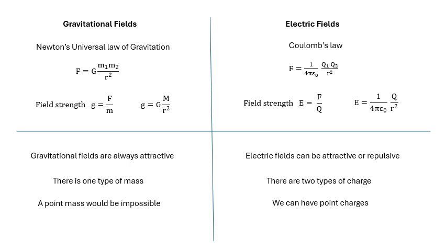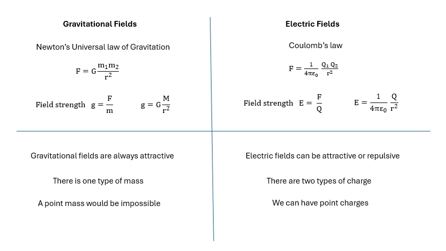So F is G m M over r squared. F equals k q1 q2 over r squared. Field strength, little g is F over m, newtons per kilogram. Field strength, E equals F over q, newtons per coulomb. Little g, due to a sphere, is G M over r squared. And here we have big E is k q over r squared. Note I'm being very lazy, just calling it q. So quite a few similarities there.